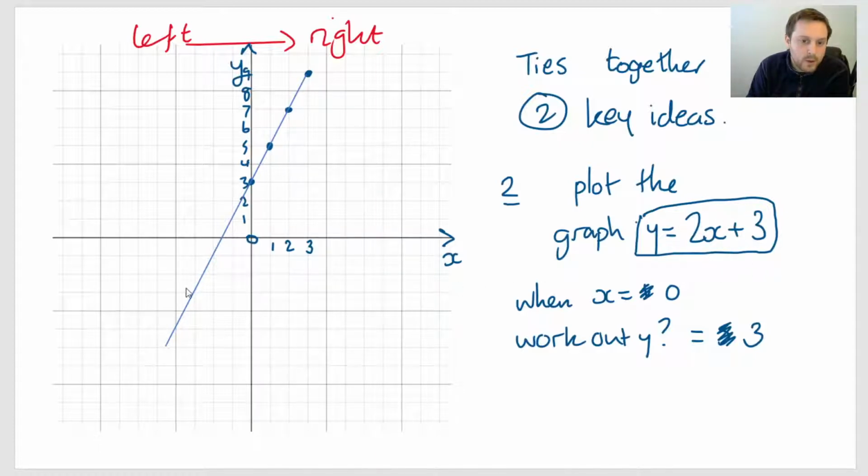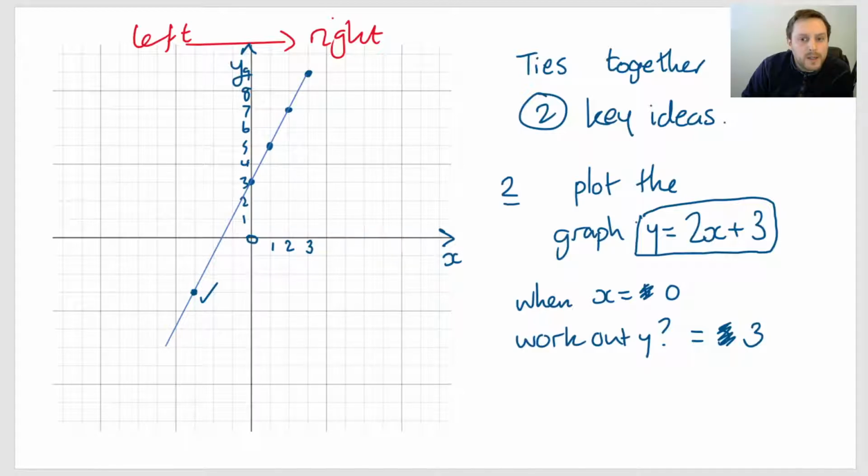So pick a random coordinate, let's pick this one. What coordinate is that? That's minus 3, minus 3. Does minus 3, minus 3 fit this? Let's check. 2 times minus 3 is minus 6. When you add 3 to it, you get minus 3. So y would be minus 3 when x is minus 3. So that coordinate works. You'd find all of them work. And that's the point.